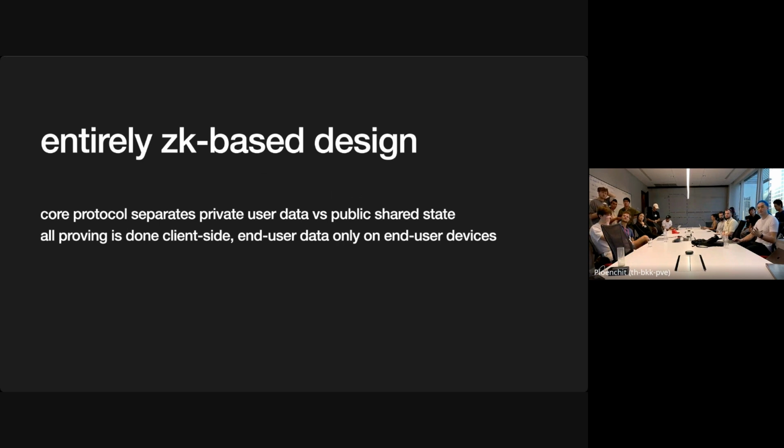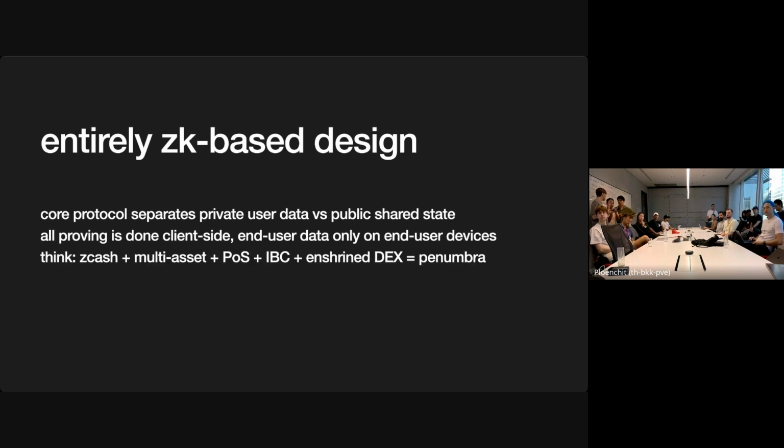And we do all of the proving client side and sync all of the end user data only onto end user devices. So yeah, like I said, if you start with Zcash, add multi-asset support, add proof of stake, add cross-chain drop, and add a DEX, you get Penumbra. The performance right now is acceptable, I would say. You can do client-side proving for a normal transaction in probably about 10 seconds on a MacBook.